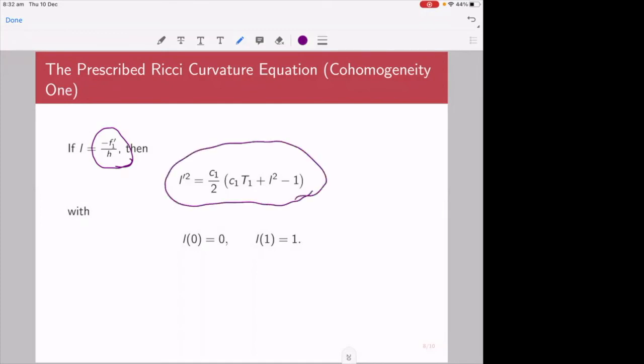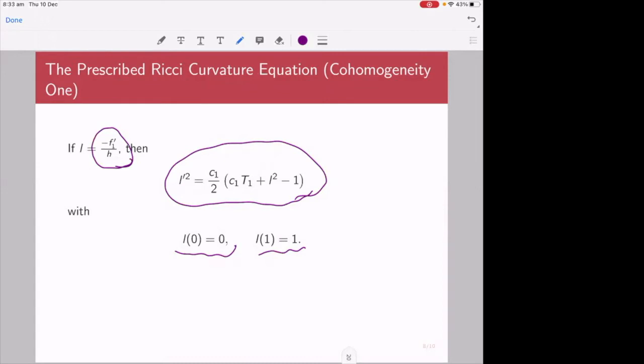They give you a single first order equation for L. So this is quite nice. L prime squared happens to be the same as C1 divided by 2 times C1 times T1 plus L squared minus 1. The boundary conditions have become something quite nice as well. We need to insist that at the equator, L is 0, and at the very, very end, L1 is the same as 1.